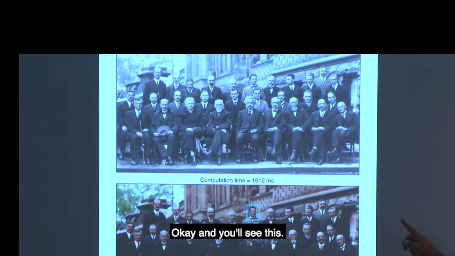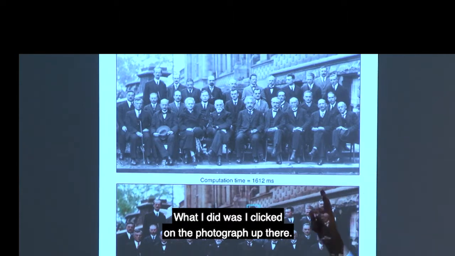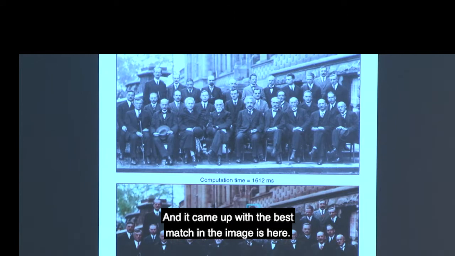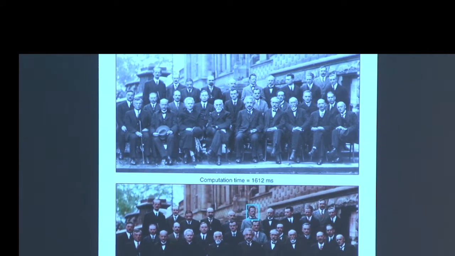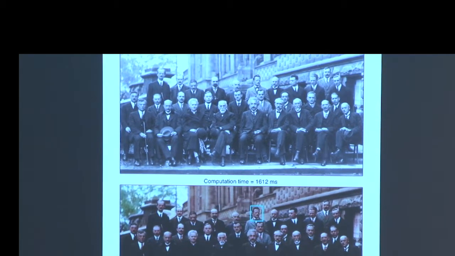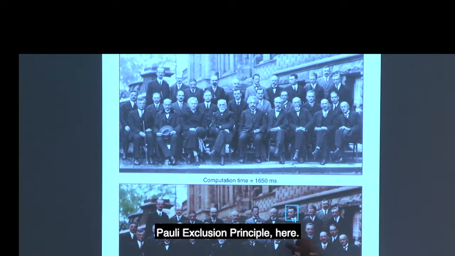Okay, and you see this. What I did was I clicked on the photograph up there, and then I used that as a template and moved it across the image to see where I found the best match. And it came up with the best match in the image is here. Okay? And you can say the same for where is Pauli? Pauli exclusion principle here.